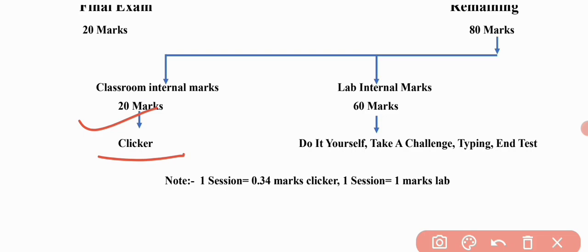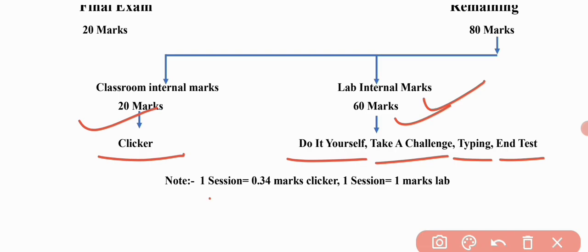And the second one is lab internal marks, which comprises 60 marks, which we get by doing do it yourself, take a challenge, typing in the test in a lab in BSCIT. Now, friends, if we calculate how many marks we get in classroom by doing one session, that will basically come to 0.3 marks. And if we calculate how many marks we get in BSCIT in one session in lab, that will basically come to 1 mark.